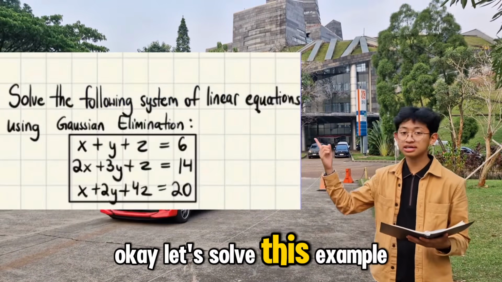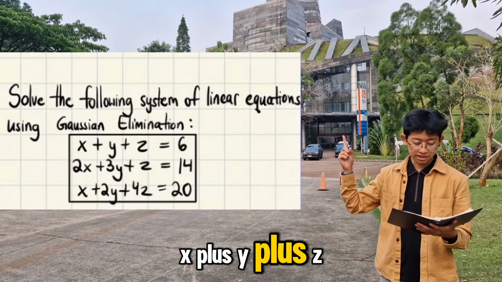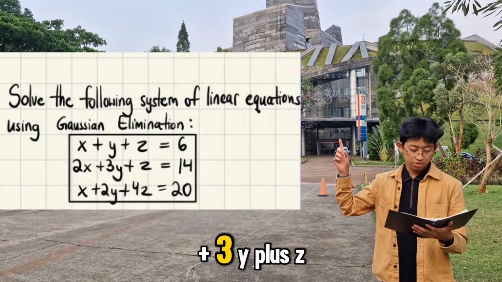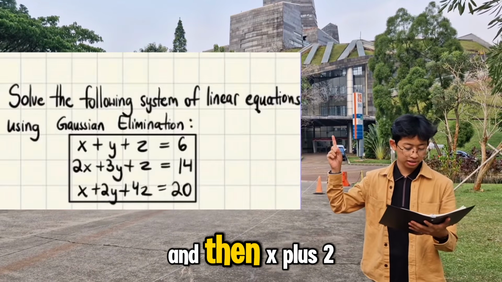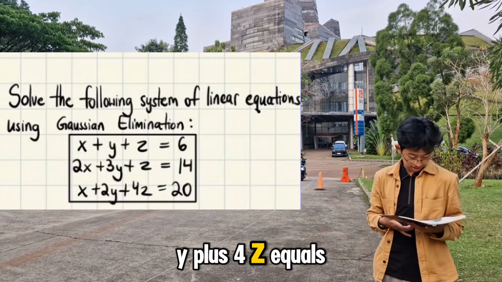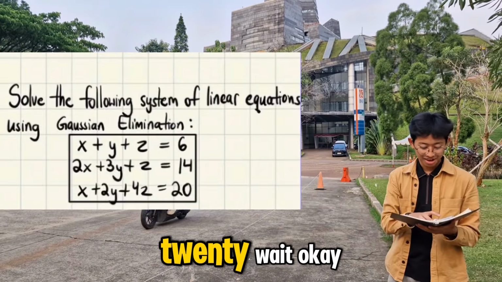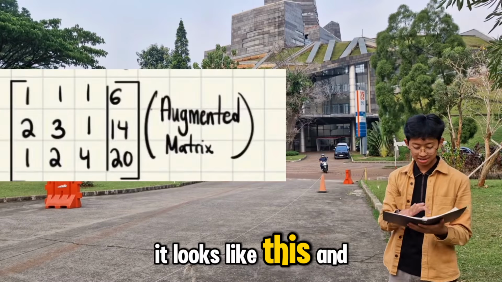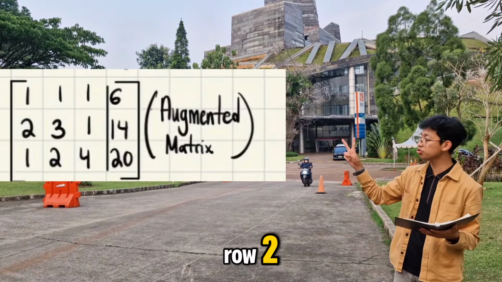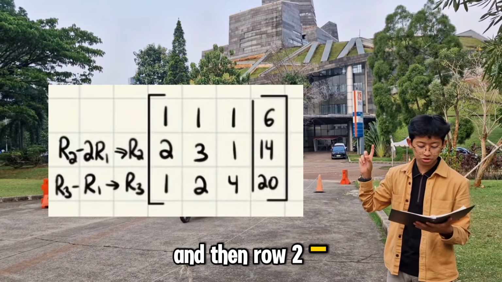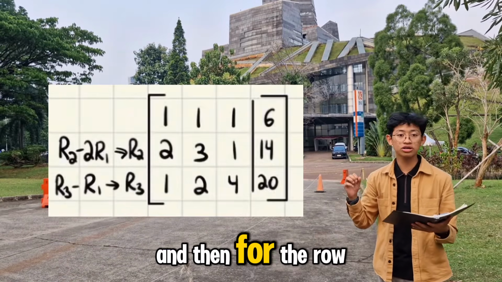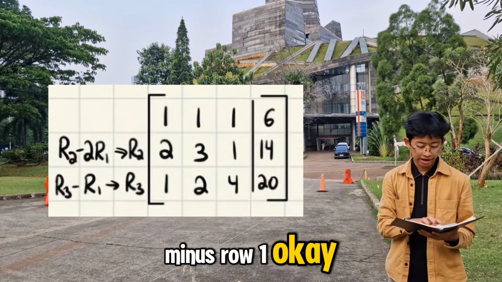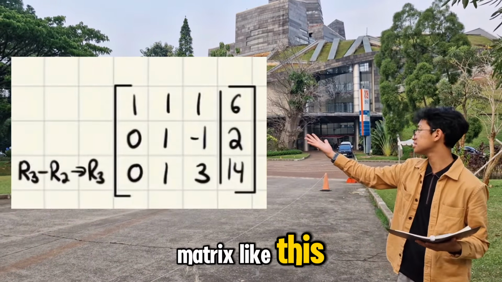Okay, let's solve this example. x plus y plus z equals 6, and then 2x plus 3y plus z equals 14, and then x plus 2y plus 4z equals 20. Okay, we write the augmented matrix for the system. It looks like this. Now start eliminating for row 2: we do row 2 minus 2 times row 1. And for row 3, we do row 3 minus row 1. Okay, that gives us a new matrix like this.